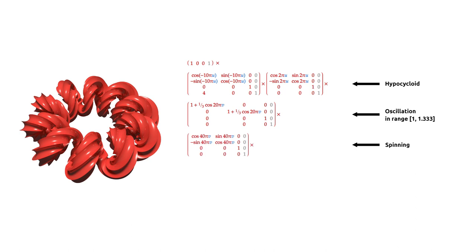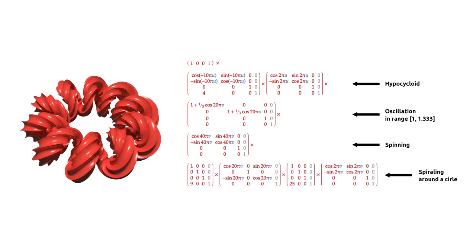Then comes a matrix which makes our shape spin around its center. And finally, this sequence of matrices causes our shape to spiral around a large circle in the exact same way as in the previous example, except now the size of the large circle is 25 and the distance from the center of the shape to the circle is 9.